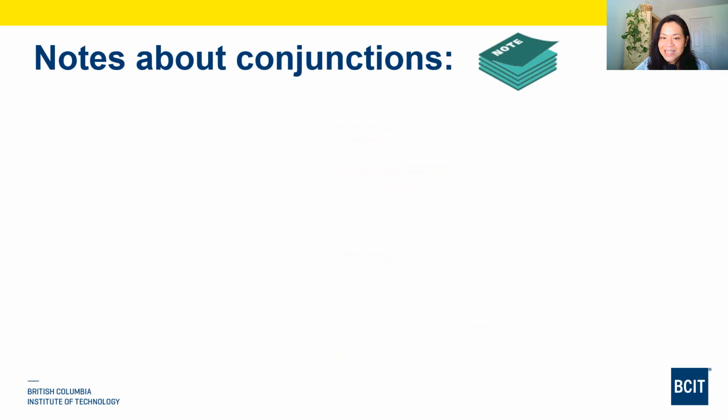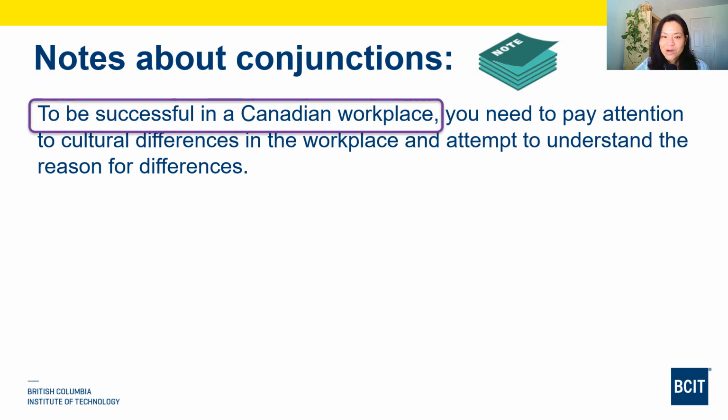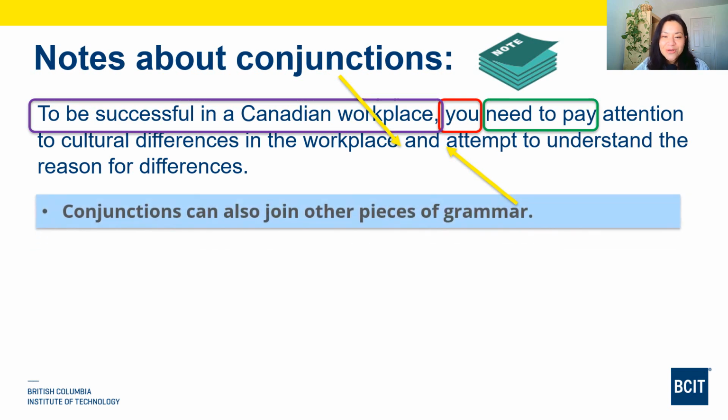Look at this sentence and look at the conjunction in it. To be successful in a Canadian workplace, you need to pay attention to cultural differences in the workplace and attempt to understand the reasons for differences. Is it a compound sentence? No, this is just a simple sentence. Why? Here's a phrase and a comma. Then, here's a subject and verb, but there is no subject in front of the second verb and no comma before the and. So remember that conjunctions can also join together other pieces of grammar like verbs and nouns.